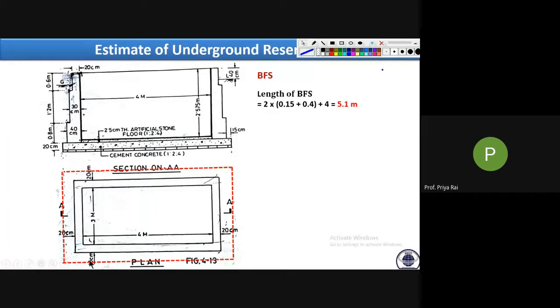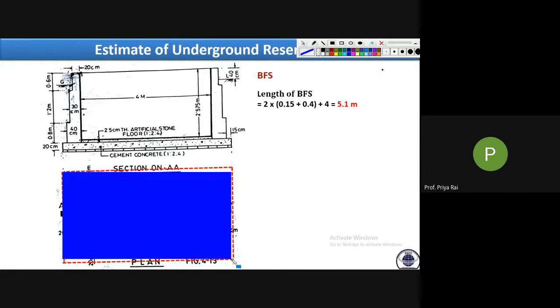This much area we have excavated, from top we are looking. So we are laying BFS here itself. So this area we need this length and this breadth. This we have already calculated. The length of excavation is 5.1 and the breadth of excavation is 4.1. Okay, so for BFS we need to calculate area only. So these two things are required.